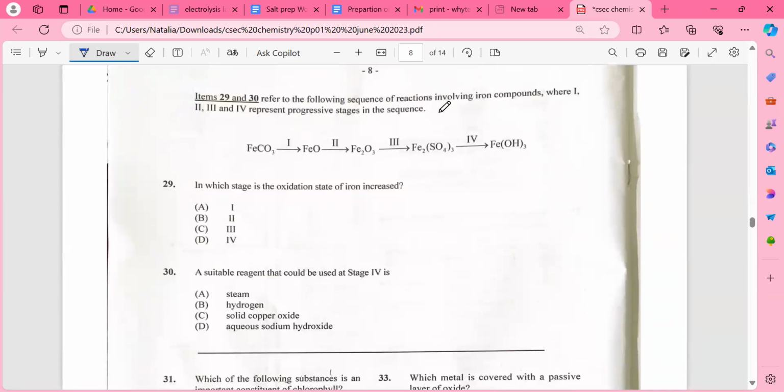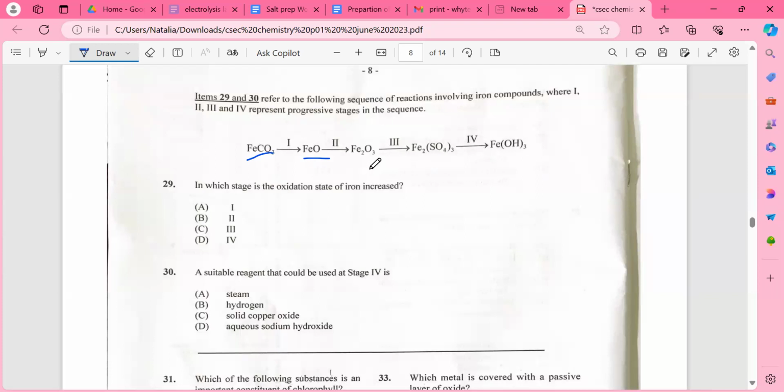Items 29 and 30 refer to the following sequence of events involving an iron compound, where 1 to 4 represent progressive stages. So here, we have iron(II) carbonate decomposed to give iron oxide. So reaction 1 is a decomposition reaction. Number 2, we have oxidation, where we move from iron(II) to iron(III). Then Fe3+ forms an iron(III) salt.